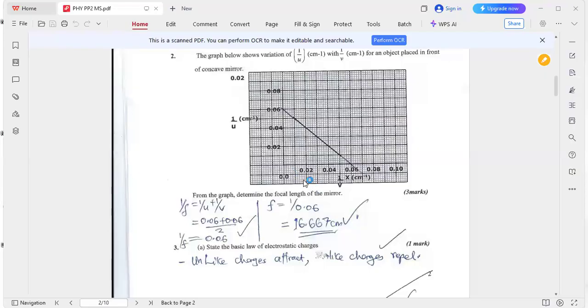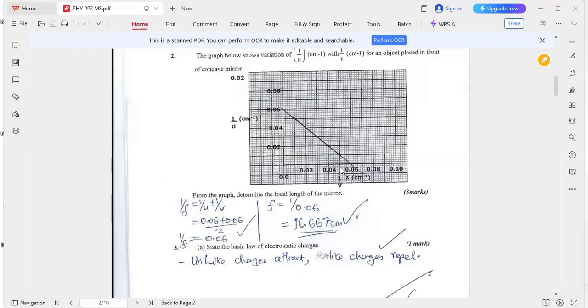Then apart from this graph, also understand a graph of M against V. For a graph of M against V, the focal length equals 1 over the slope. And then we also have a graph of UV against U plus V. So you need to know all those, both for mirrors and thin lenses.